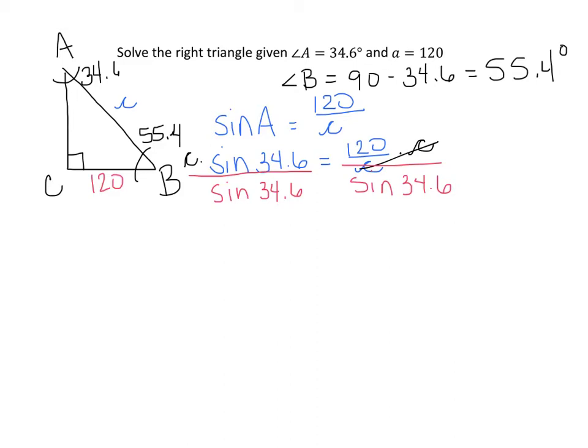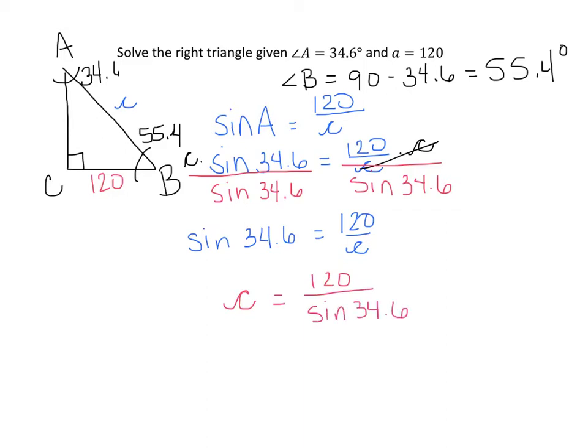So where I started, sine of 34.6 equals 120 over C, I ended with C is equal to 120 over the sine of 34.6. If you notice, if you have a variable in the denominator, it can switch places with what's on the left-hand side of the equation. This is a shortcut. The algebra behind it is what I showed you here. This you can put into your calculator.